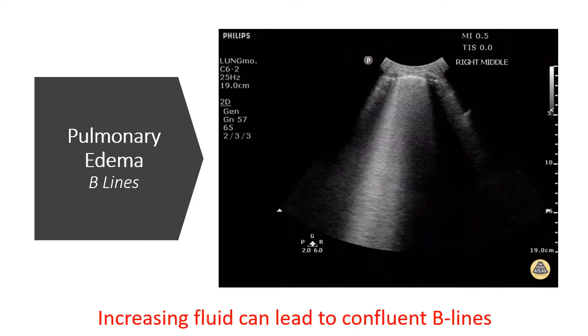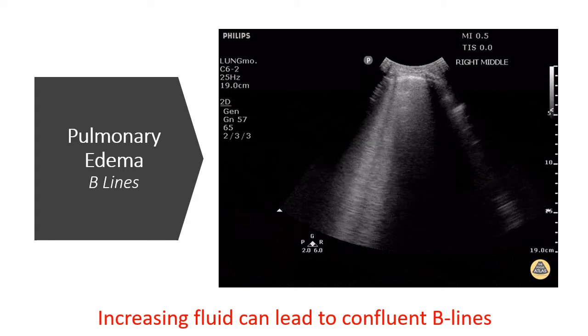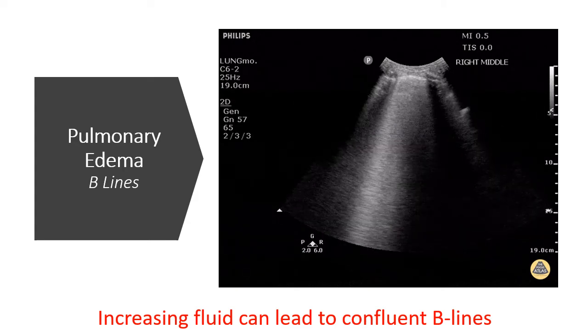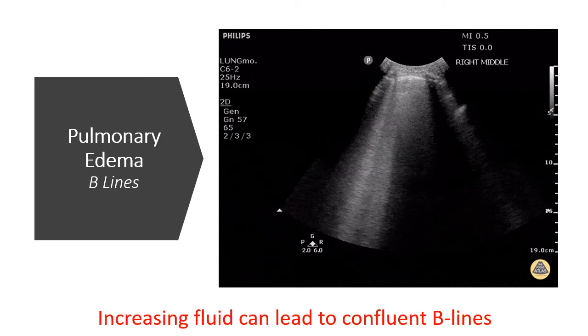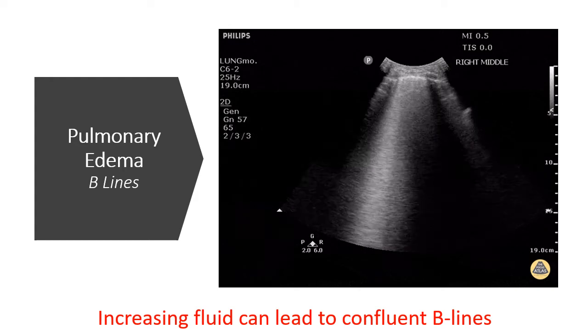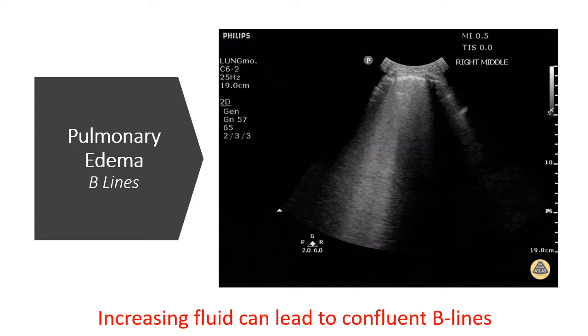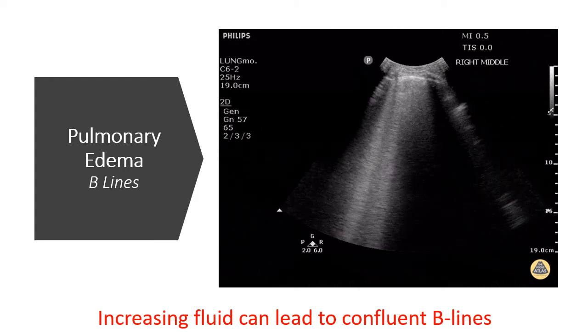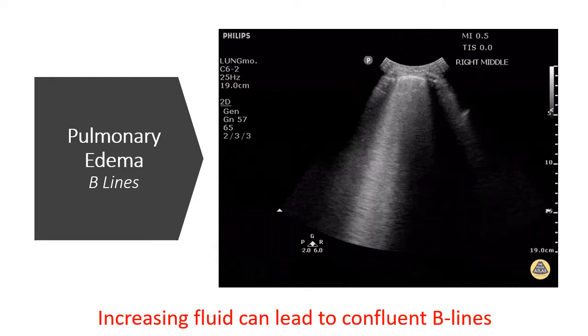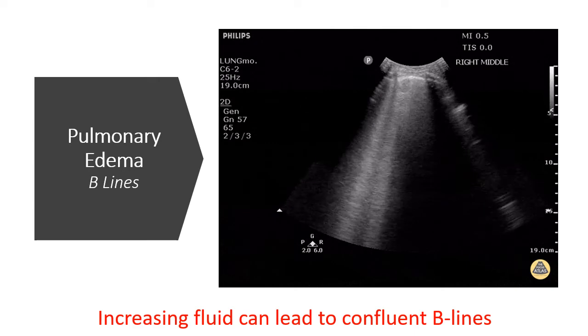Here's one more example, and you'll see this one looks a little bit different because the B lines are actually wider, and that's because they've become confluent. And so as fluid builds up in the lungs, the lines themselves start to come together and become confluent. And sometimes you'll see less than 3, but when they're so wide, it's really multiple that are coming together as one.